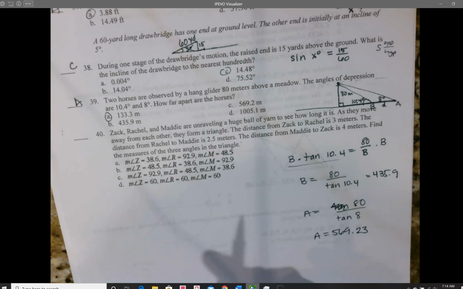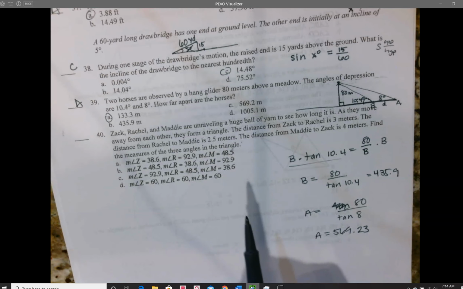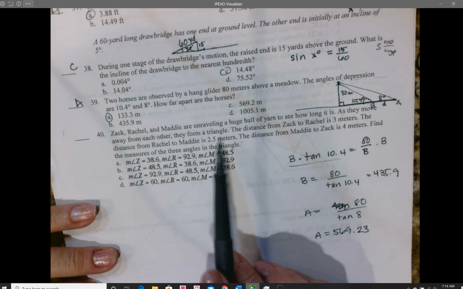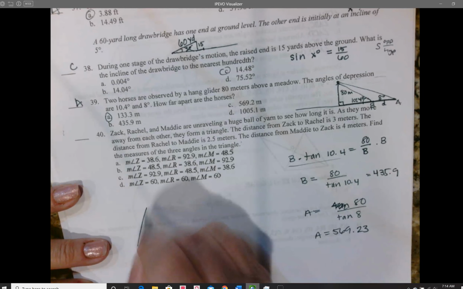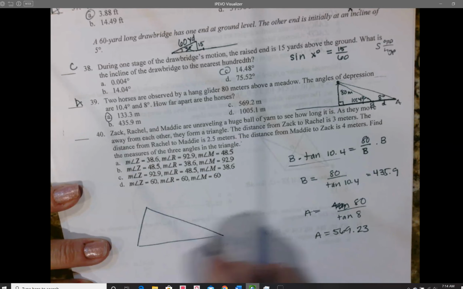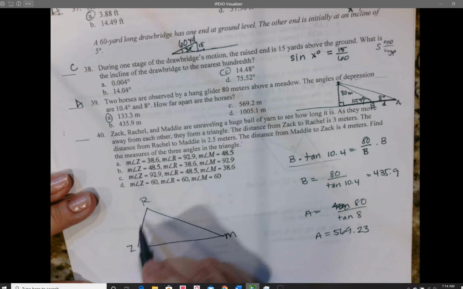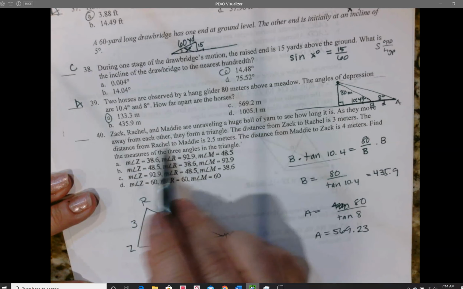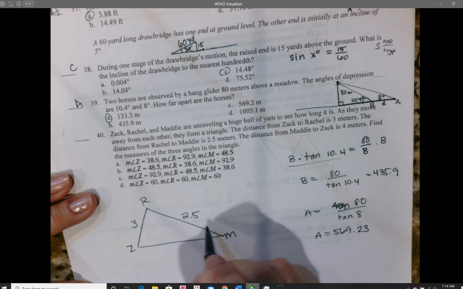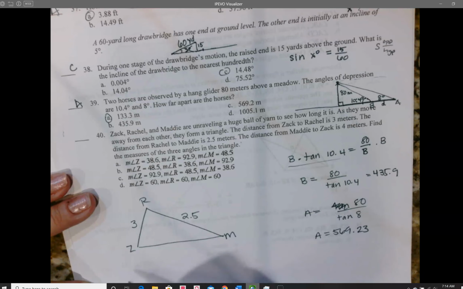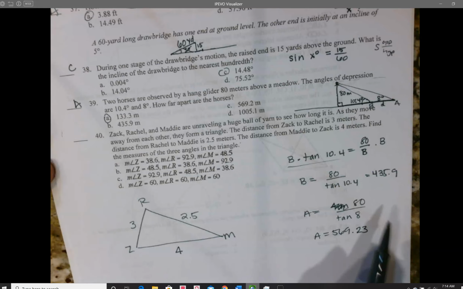All right, number 40. Zach, Rachel, and Maddie are unraveling a huge ball of yarn to see how long it is. As they move away from each other, they form a triangle. The distance from Zach to Rachel, okay, so I'm going to go Zach, Rachel, Maddie. Zach to Rachel is 3 meters. Rachel to Maddie is 2.5 meters. So again, I didn't draw it to scale. The distance from Maddie to Zach is 4 meters. Find the measures of the 3 angles in the triangle.